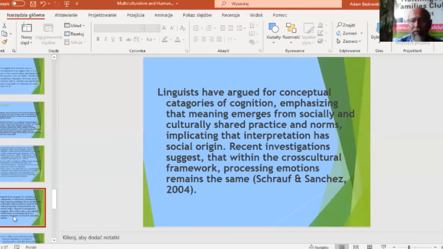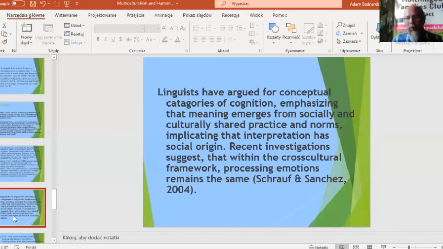Linguists have argued for conceptual categories of cognition, emphasizing that meaning actually emerges from socially and culturally shared practice and norms, implicating that interpretation has social origin. So recent investigations suggest that within the cross-cultural framework, processing emotions remains the same. So it doesn't matter if you come from this culture, if you come from that culture. The processing of emotions is exactly the same, and it is not culturally dependent.